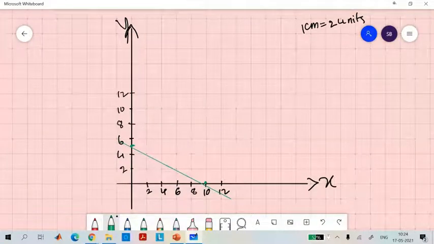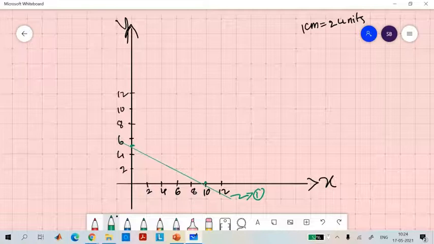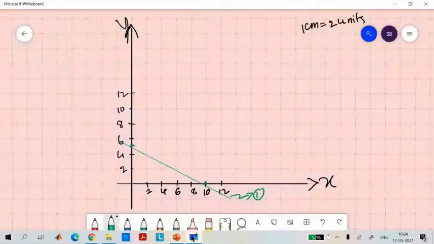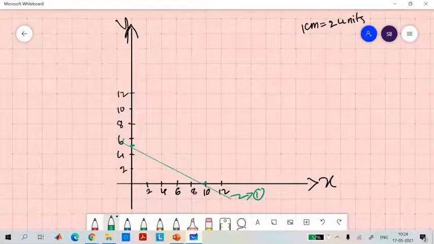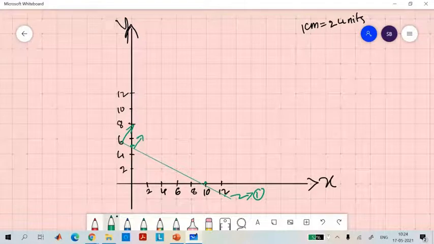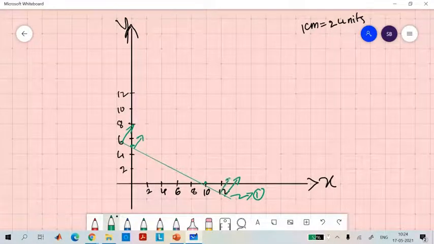This is the first equation. Is it greater than or equal to, or lesser than or equal to? It's greater than or equal to, so we need to show it above. Greater than or equal to means away from the origin. This is equation number 1.